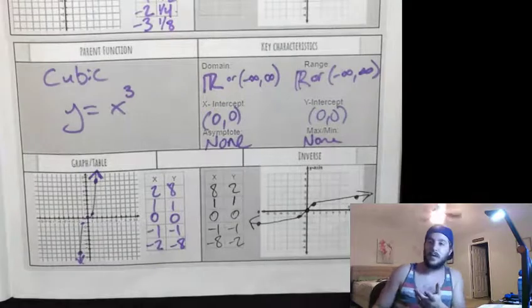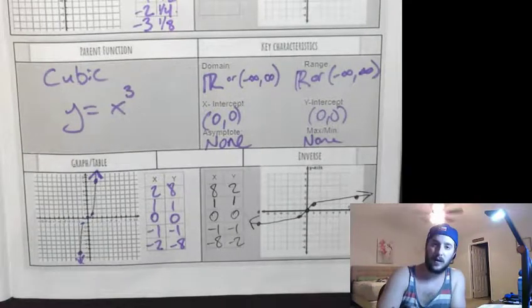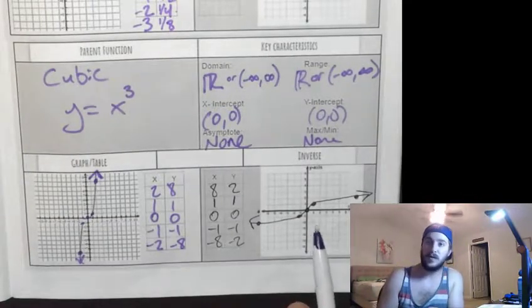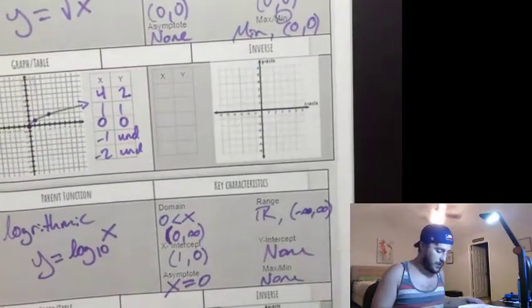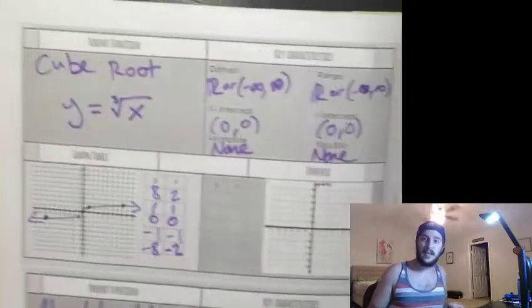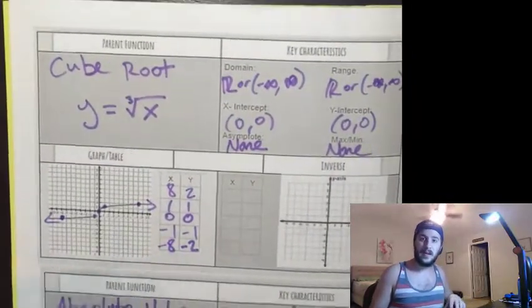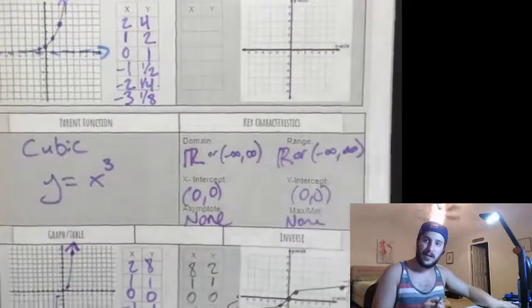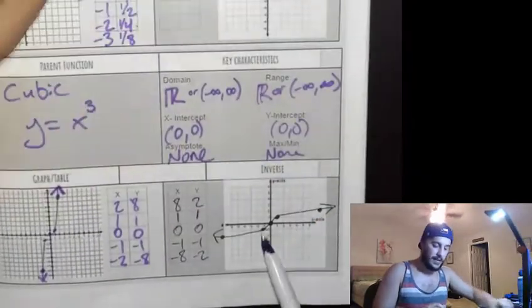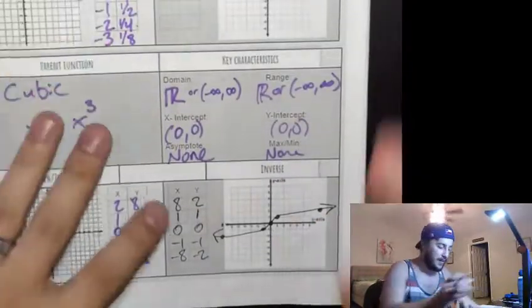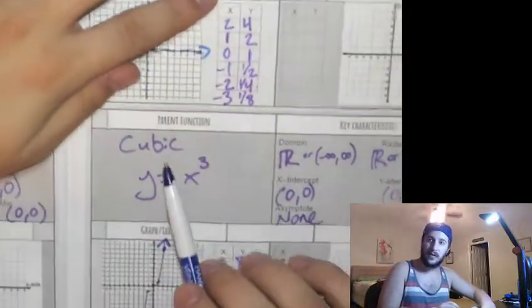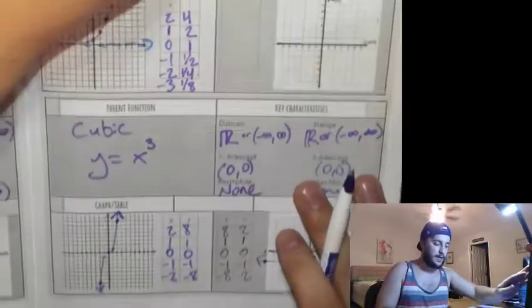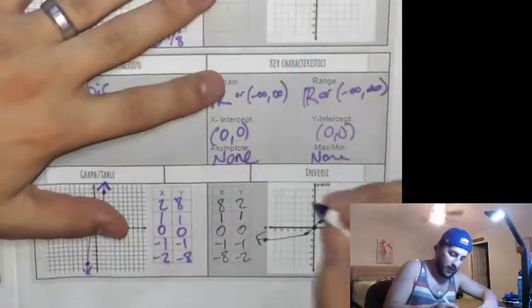And that's literally another one of our parent functions. Which one is it? It's the cube root. See, they're inverses of each other. This guy down here, does that look familiar? He's right here. It was one of our parent functions. So the inverse of our cubic is a cube root.